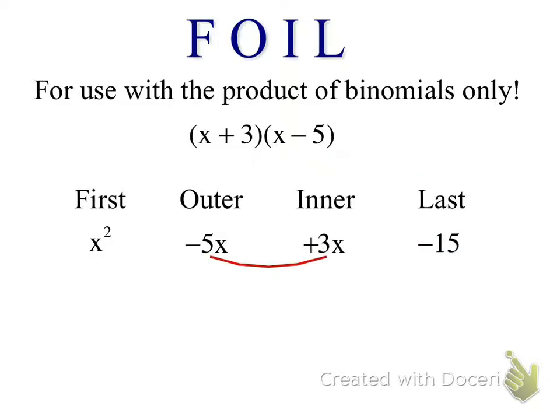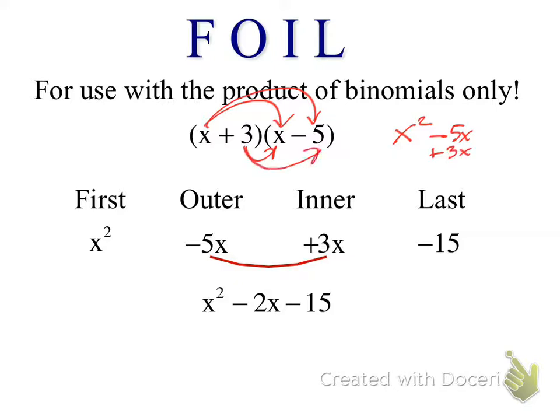Now, these are like terms, and they come to negative 2x. When you're multiplying a binomial times a binomial, you're going to get an outer and inner term. Guys, this is the same thing as double distributing. X times x is x squared. X times negative 5, the outer, is negative 5x. 3 times x is plus 3x, and 3 times negative 5 is negative 15. It's the same thing. Do you understand that?